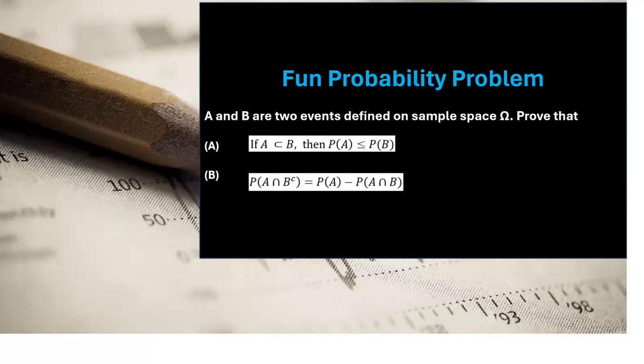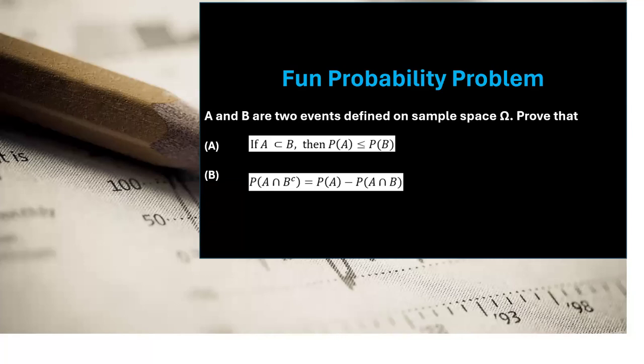Today we're going to do a proof of some very basic probability rules. Those rules kind of make sense intuitively, so now let's see how we can formally prove them. For this problem solving session, we're going to prove two things.